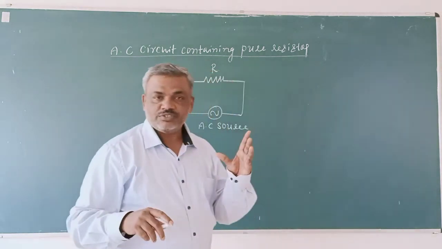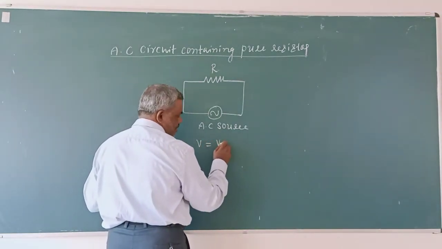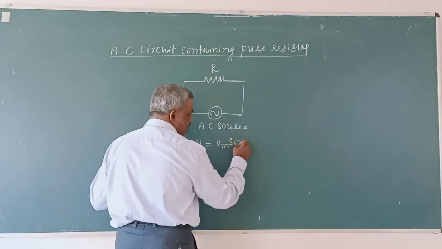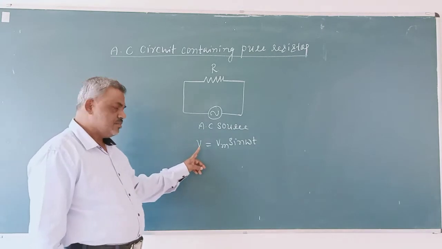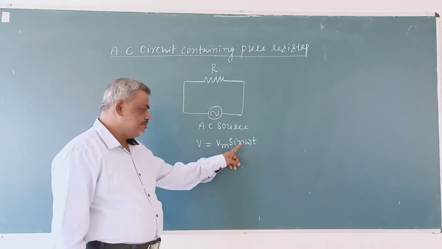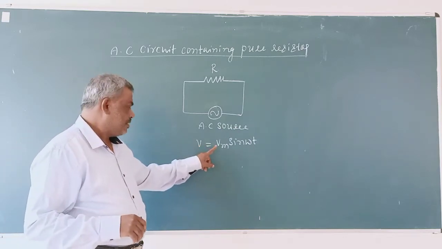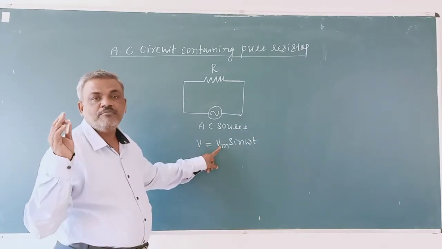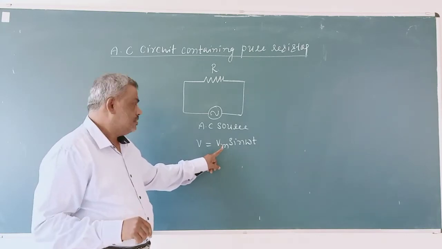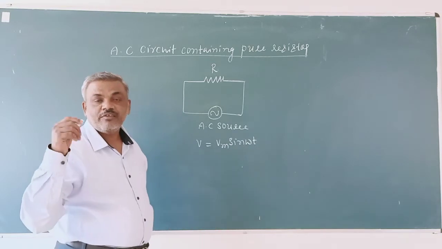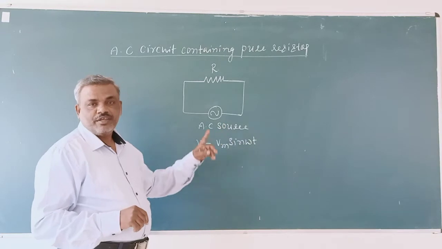So the AC source voltage V equals Vm sin omega t. V is the source voltage, Vm is the peak value or amplitude of the alternating voltage, and omega is the angular frequency of the AC. So V equals Vm sin omega t.